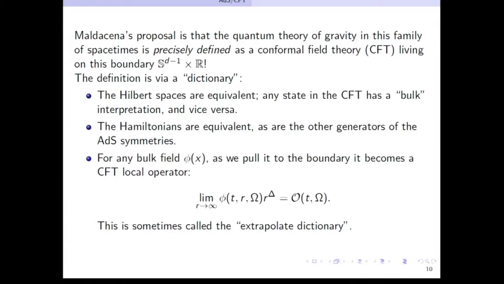The real meat comes from a relationship between fields in the bulk and local operators in the conformal field theory. This is the relationship. You take a field, and a field in the bulk is going to depend on all three of these coordinates. The idea is we extrapolate the field, taking r going to infinity and rescaling by something. This delta is the conformal dimension of this operator. And we get some local operator. Now it just depends on time and the sphere, so it's on this R times the sphere that the CFT is living on. And this is supposed to be an operator equation. This equality is supposed to hold in any state.